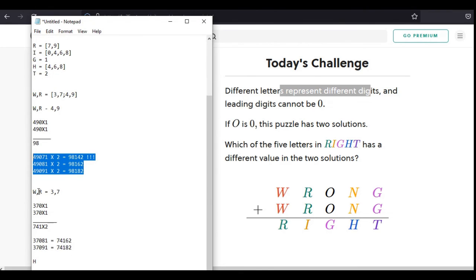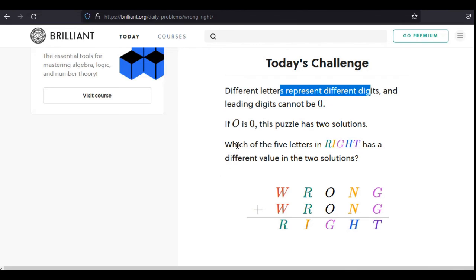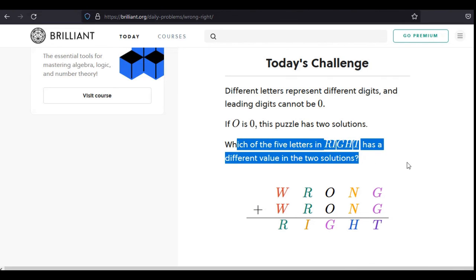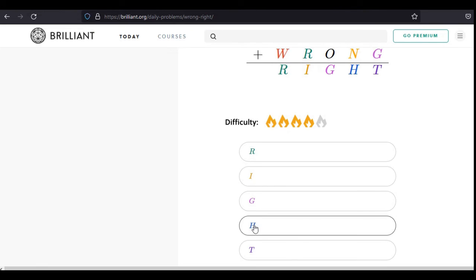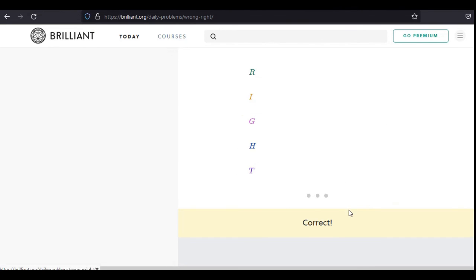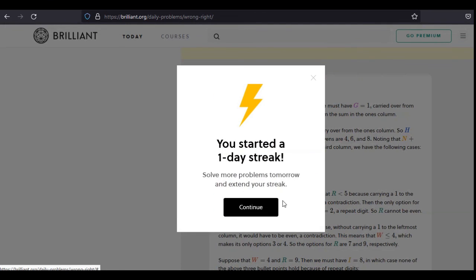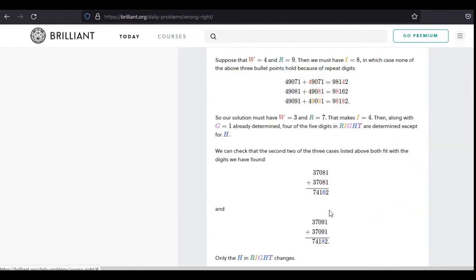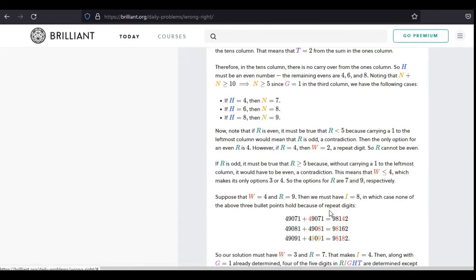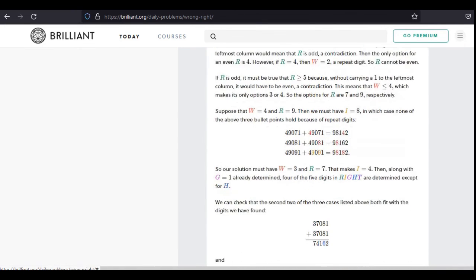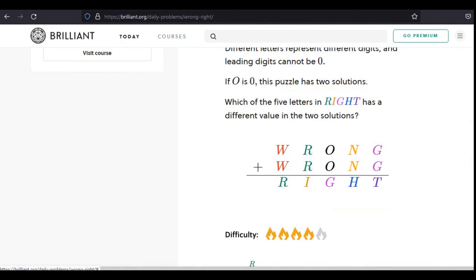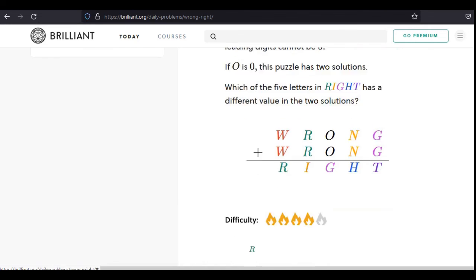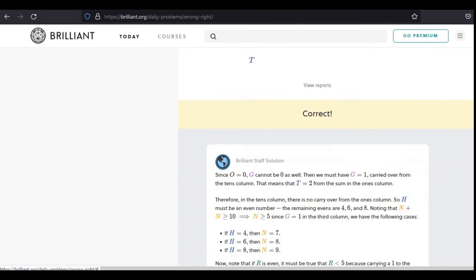So the only thing that works is 3, 7, and it has 2 possibilities for H of 6 and 8. So the question was, which of the 5 letters has a different value in 2 solutions, which would be H. Okay, the right answer. And yeah, this is the long solution that even we came across. This is a hard puzzle, so that's fine, I guess. We took about 20 odd minutes.